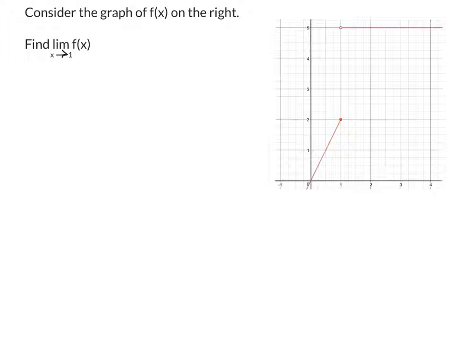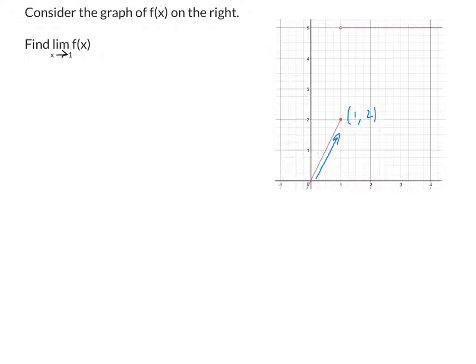Hello. In this video I've created a piecewise function, f of x, that is sitting there on the right. And what we're going to do is find the limit of this function as we approach 1. What makes this particular problem unique is that as we approach where x is 1, if I follow up here, we end up closing in on 2.